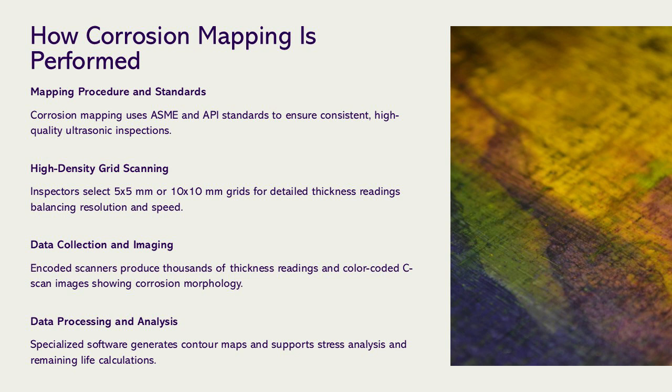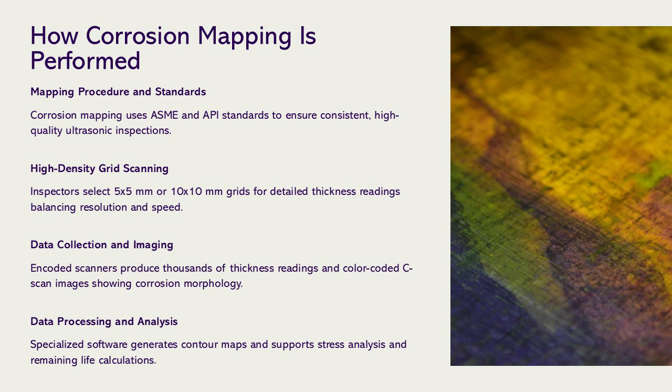The inspector defines the mapping area and chooses a high-density grid, commonly 5 x 5 mm or 10 x 10 mm, balancing resolution and scanning time. Encoded scanners collect thousands of thickness readings across the grid, generating C-scan images that show corrosion morphology in color-coded detail. Surface preparation is crucial to ensure good coupling and accurate data acquisition. Calibration blocks representative of the material type and thickness range must be used.